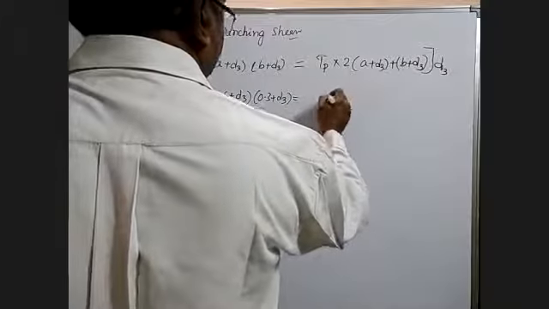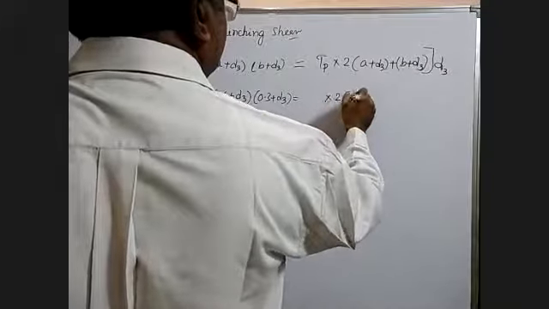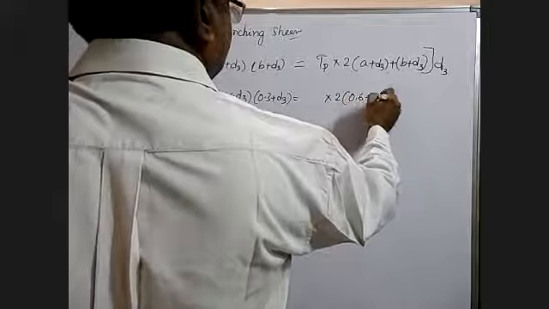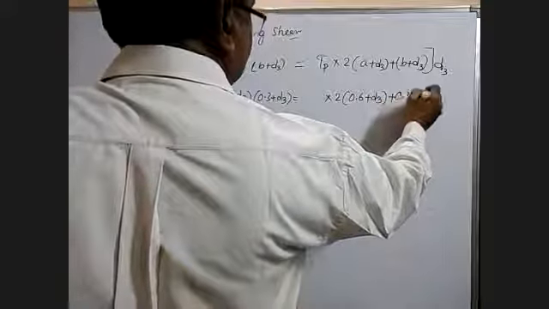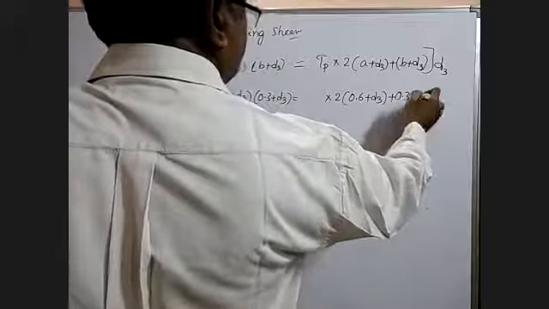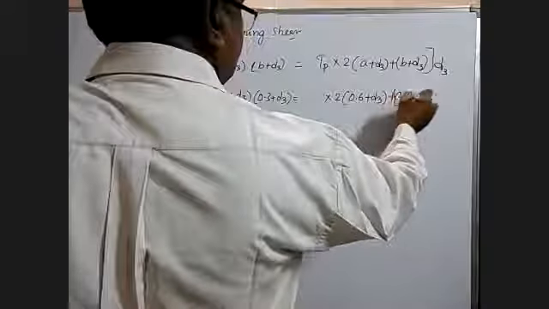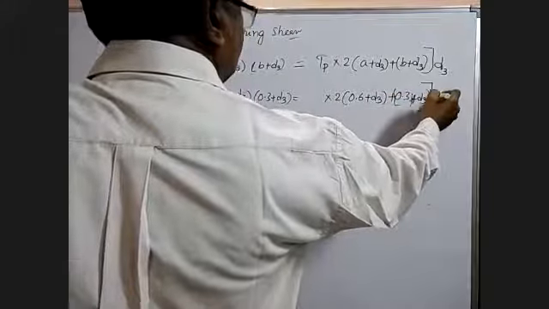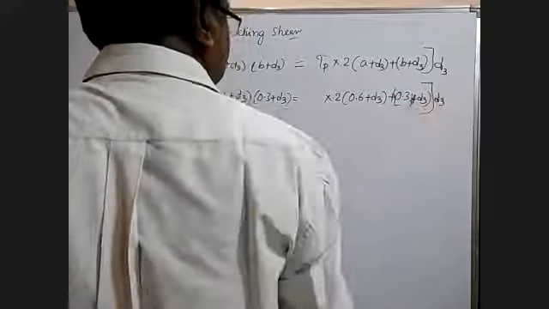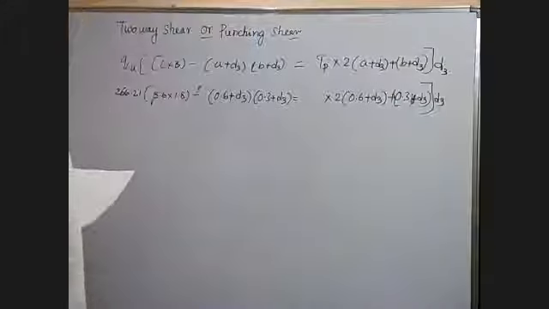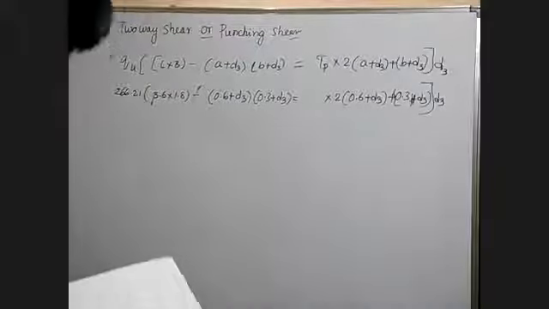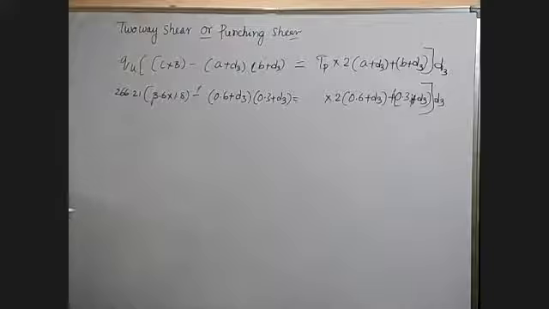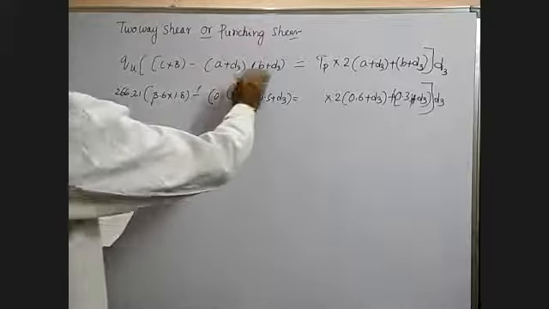Top, A will calculate 2 into D. Now we'll calculate the punching shear value, tau P. Tau P is equal to punching shear. So this value should be less than this one.